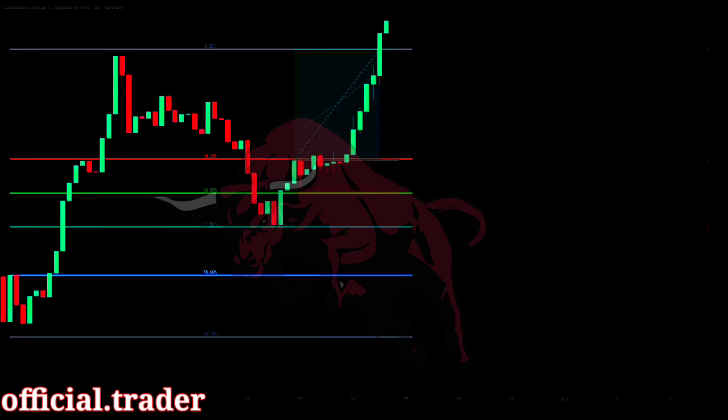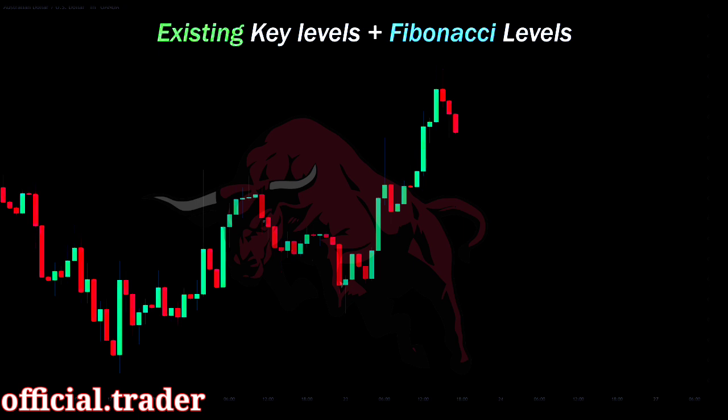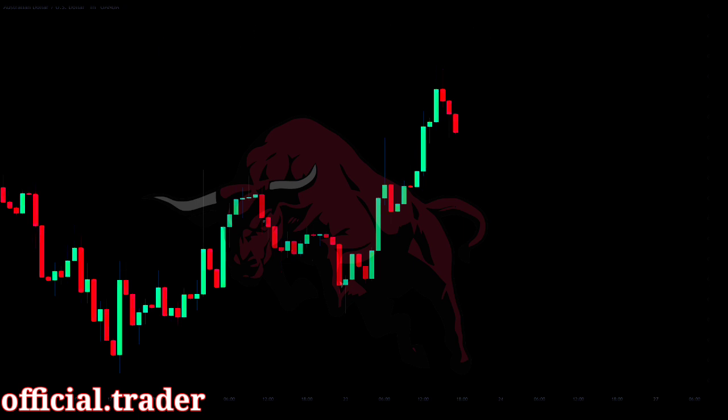Now moving on. You can also combine existing support and resistance levels with Fibonacci levels to create an area of confluence, like in this example. So here, we can see that the price went up and made a slight pullback.